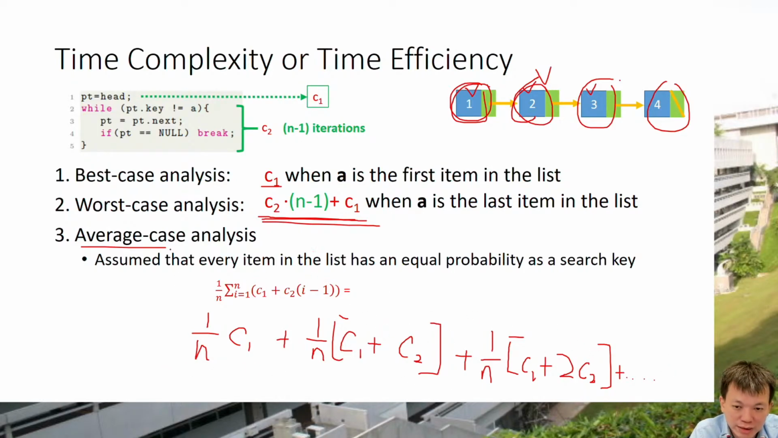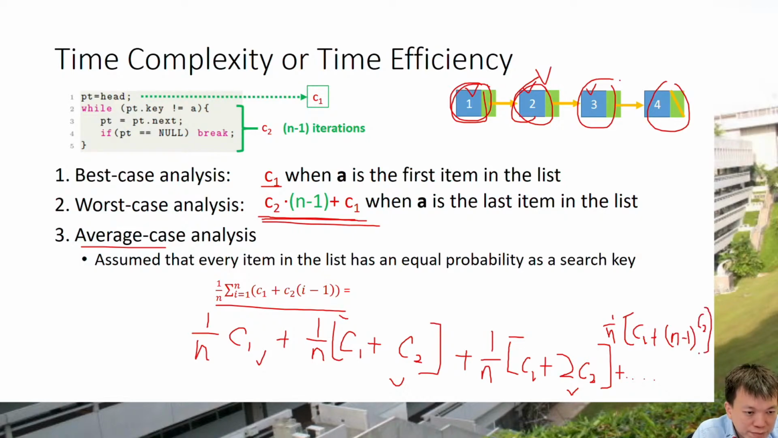So this one, I can rewrite it in this form. 1 over n, C1 plus C2(i minus 1), i from 1 to n. So the first term is 0 C2, then 1 C2, 2 C2. The last one is 1 over n times C1 plus n minus 1 C2. Right? So that is the average case.